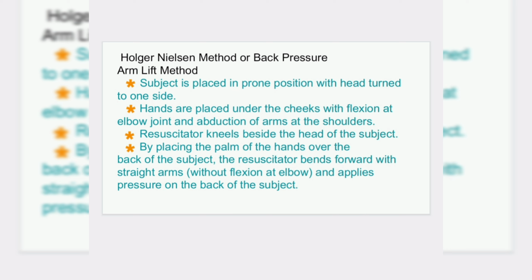Subject is placed in prone position with head turned to one side. Hands are placed under the cheeks with flexion at elbow joint and abduction of the arms at shoulders. Resuscitator kneels beside the head of the subject. By placing the palm of the hands over the back of the subject, the resuscitator bends forward with straight arms without flexion at elbow and applies pressure on the back of the subject.